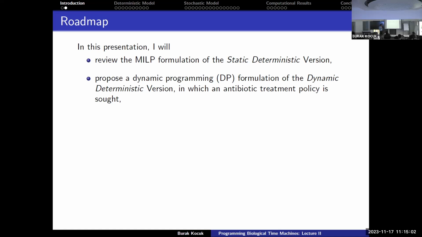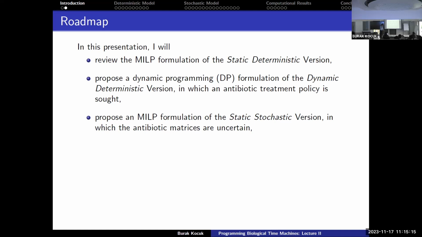So here I will call this the dynamic version because I will assume that once I apply an antibiotic, I will observe what happens and make my decision based on the evaluation. But the most important part in this presentation is the idea of stochasticity. And this will come from the stochasticity in the antibiotic matrices.